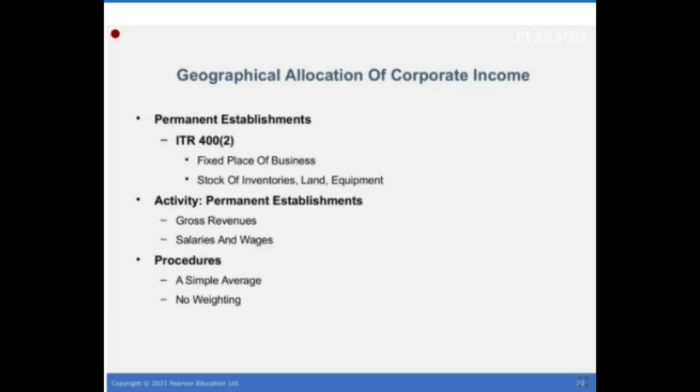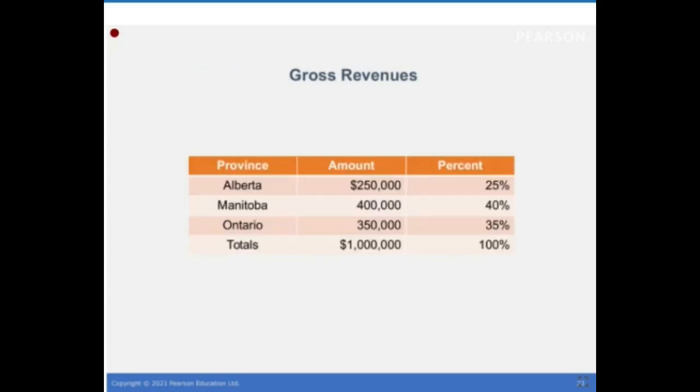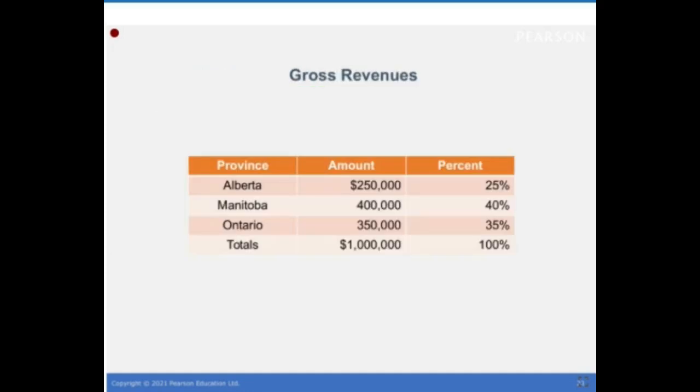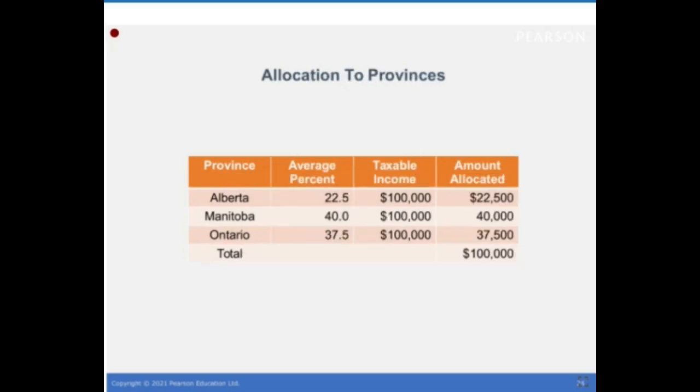Okay, let's get to this part here. So the topic here is the geographical allocation of the corporate income, right? So where's it being earned? Revenue, salaries and wages. What we're talking about here is a method of allocating income to provinces.